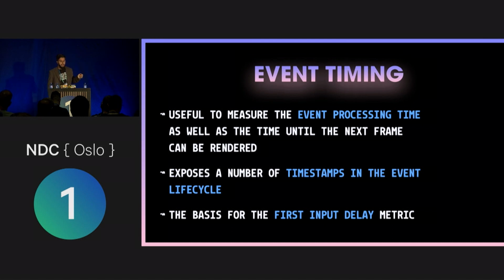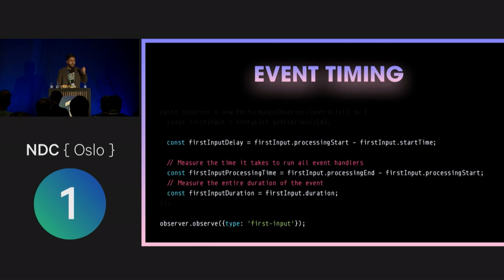Event timing, I love the names. It's about the time for processing something, and it's the basis for first input delay. So it is the basis for the issue that we had in that first example. Again, we use that with the performance observer, and we listen for first input. And here we can, for example, calculate the first input delay using some values that the API gives us. And we can use that to measure the latency of different kinds of things.